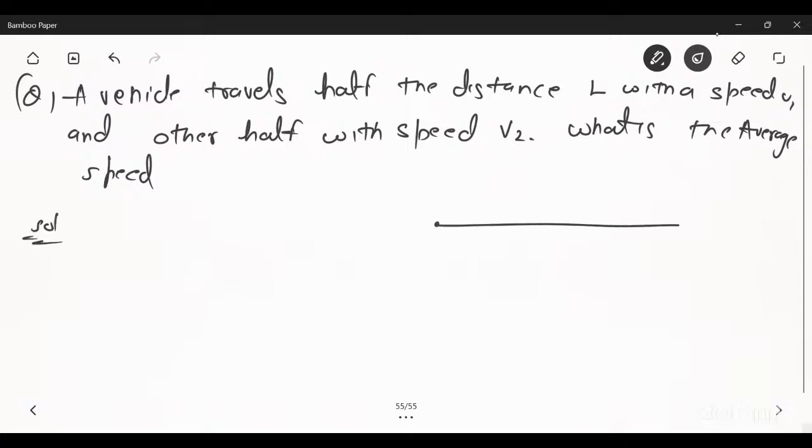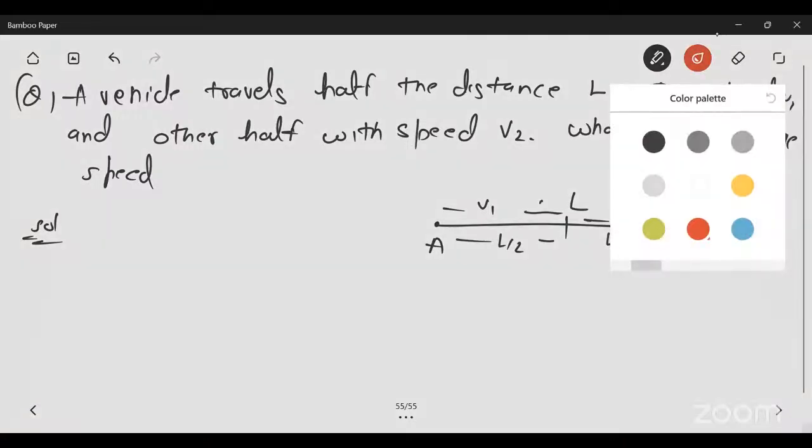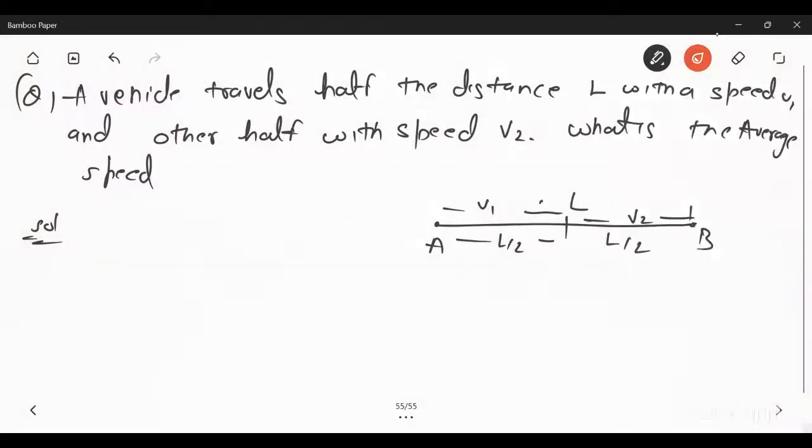Suppose the distance from A to B is L. It covers half the distance, L by 2, with the speed V1 and the other half, L by 2, with the speed V2. What do you mean by average speed? Average speed is total distance upon total time. Here time is not given.